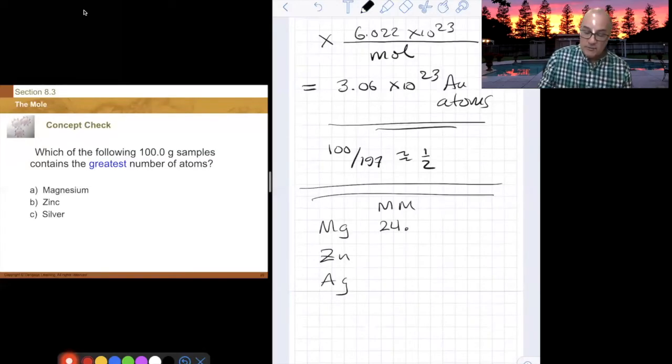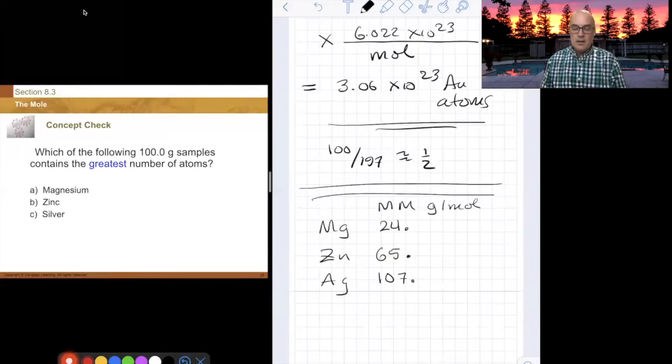Magnesium has a molar mass of about 24. Zinc has a molar mass of about 60, 65. I'm not going to go into too much detail because we don't have to get the answer here. And silver is about 107 grams per mole. Okay, so let's see how this works. Let's do a sample calculation.